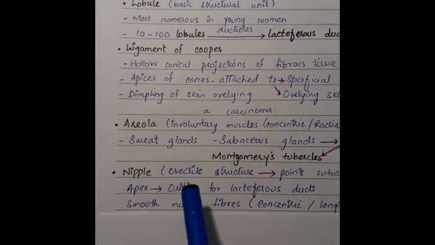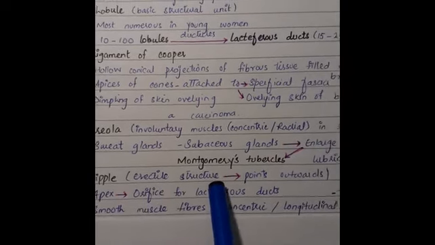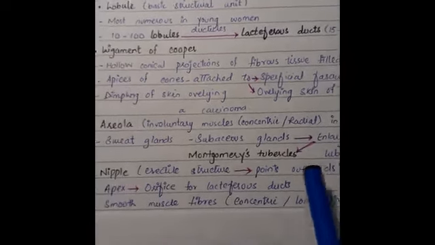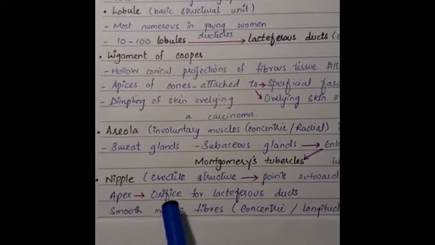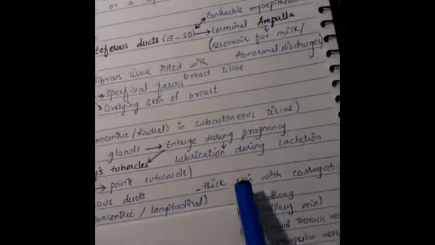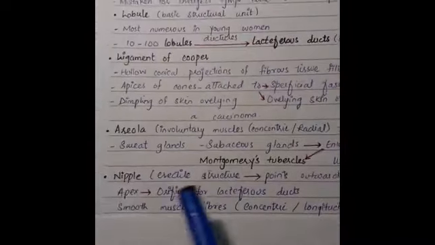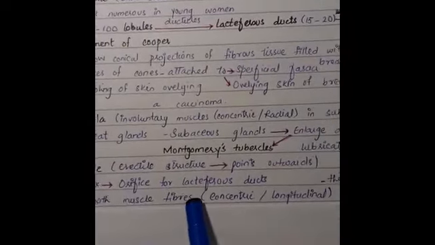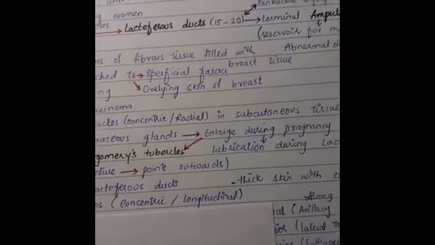Nipple. The nipple is an erectile structure and points outwards. Its apex contains the orifice for the lactiferous ducts, thick skin with corrugations, and smooth muscle fibers that are concentric and longitudinal.